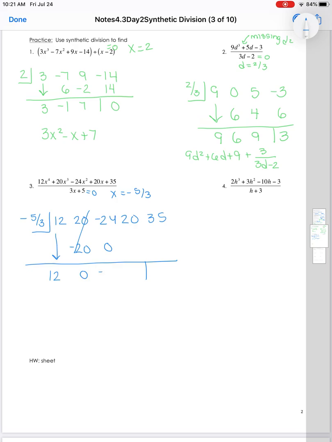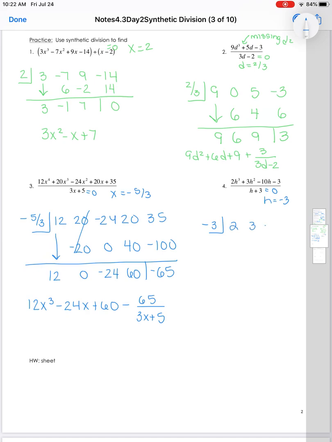All right, set the denominator equal to 0. We get negative 5/3. Nothing is missing in the numerator, so we set our little order here. So we have 12, 20, negative 24, 20, and 35. 12 comes down. 12 times negative 5/3 is negative 20. You get a 0. Multiply, you get 0. Add down, you get negative 24. Negative 24 times negative 5/3 is 40. Add down, you get 60. 60 times negative 5/3 is negative 100, and you're left with negative 65 as a remainder.